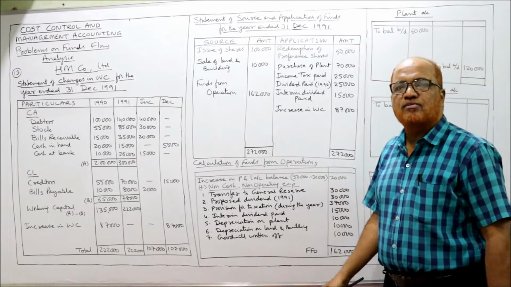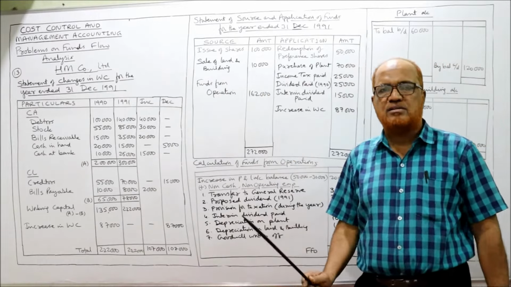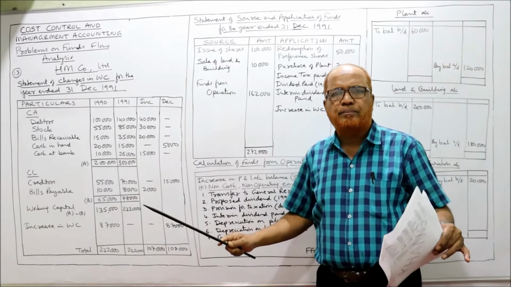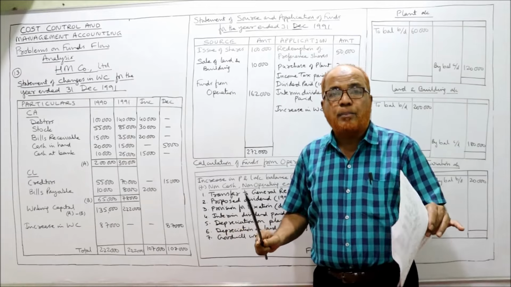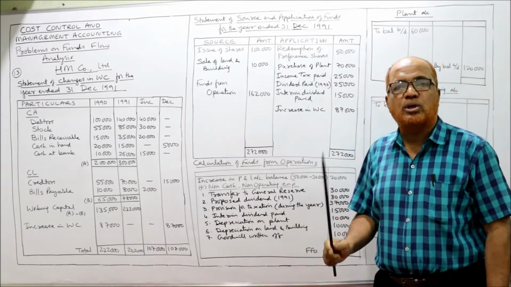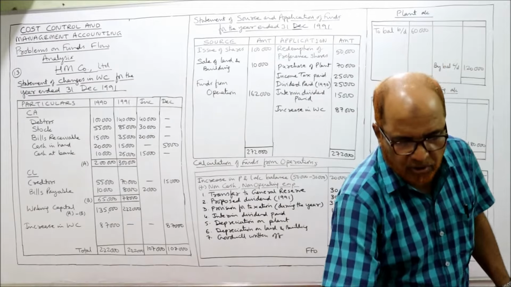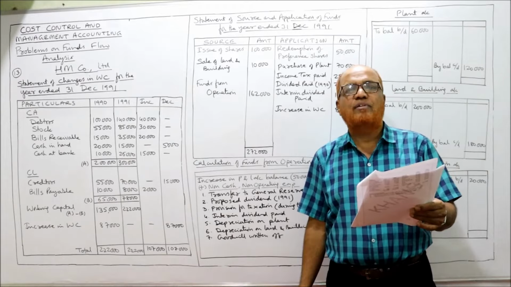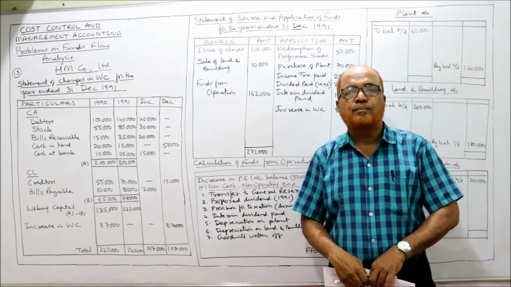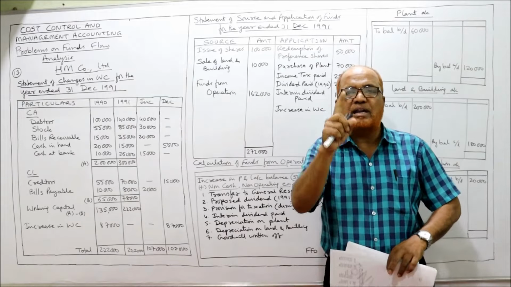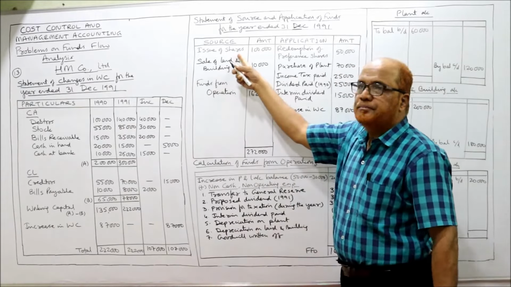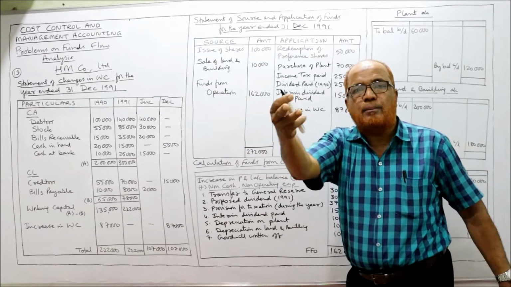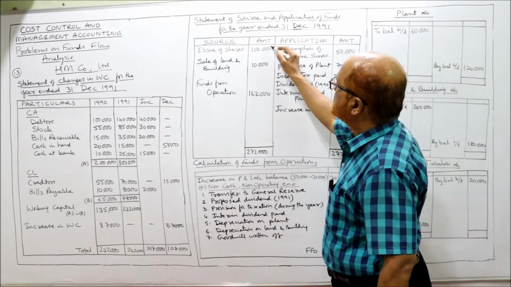Now we'll come to the statement of source and application of funds. Here the making of the statement of changes in working capital is very simple. There are no adjustments, but the problem arises in the case of source and application. So here we need your concentration. Important. First of all, share capital. Equity share capital last year 2,50,000, current year 3,50,000. So 350 minus 250, 1 lakh rupees, the issue of shares. Because share capital increased, when the company issues the shares, 1 lakh rupees.